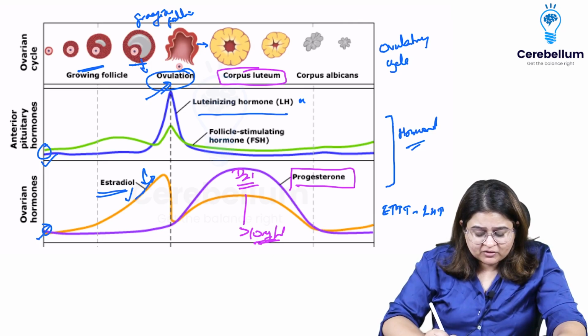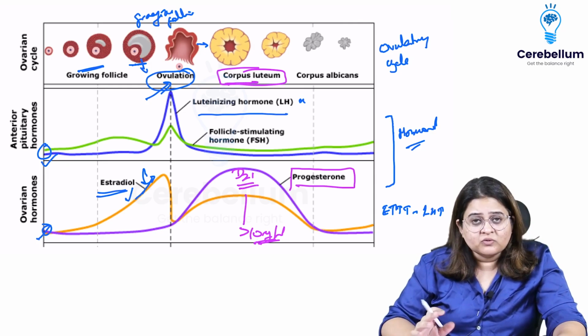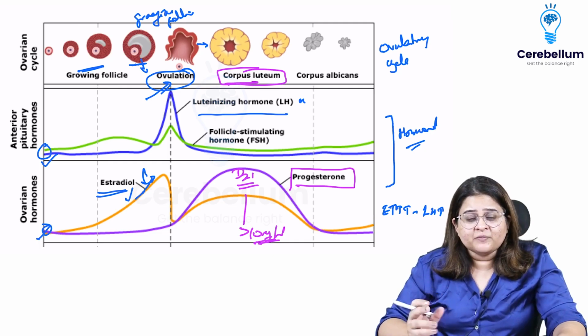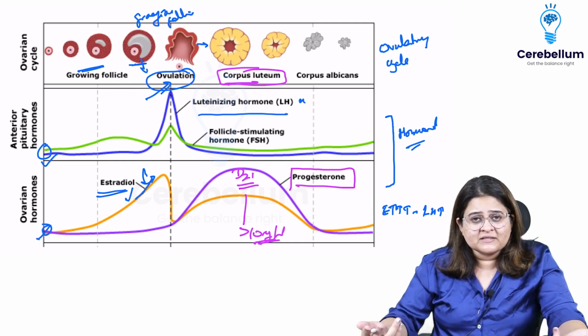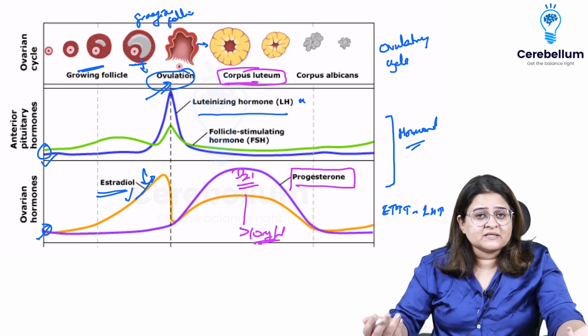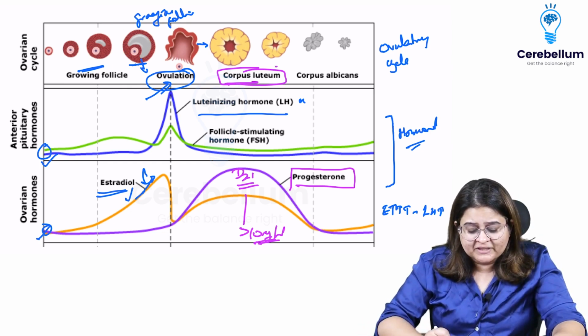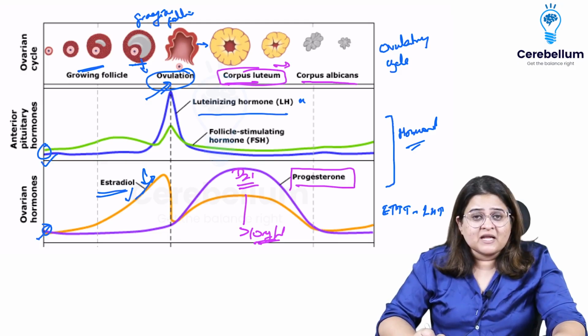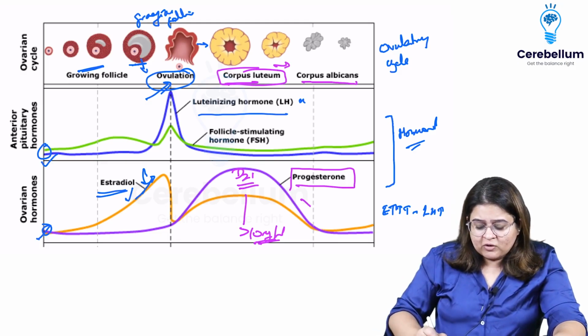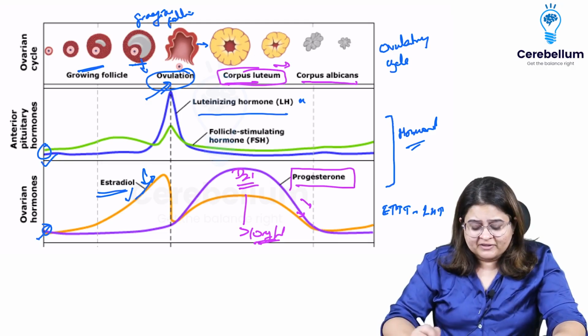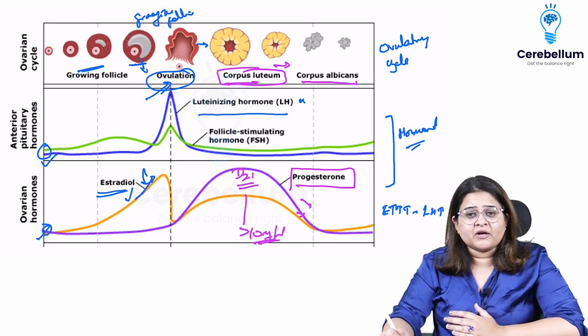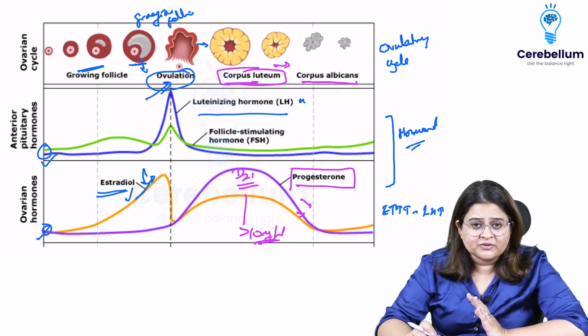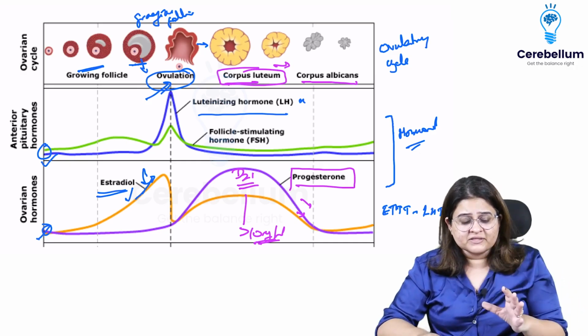Now what else is happening? Once the progesterone rises and the corpus luteum grows, there comes a time when the uterus and the ovary realize that pregnancy has not happened. If pregnancy has not happened, this corpus luteum is going to degenerate and form a corpus albicans. That leads to a drop in both the estrogen and progesterone levels, and everything comes gradually back to baseline when the period happens. So this is what's happening in the ovulatory cycle.